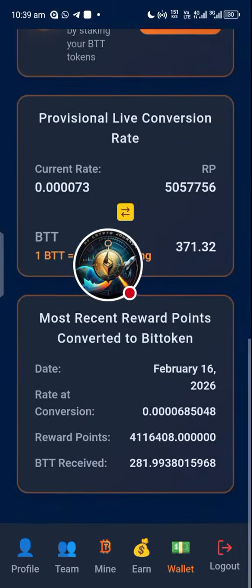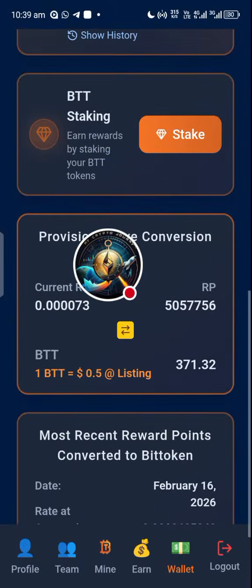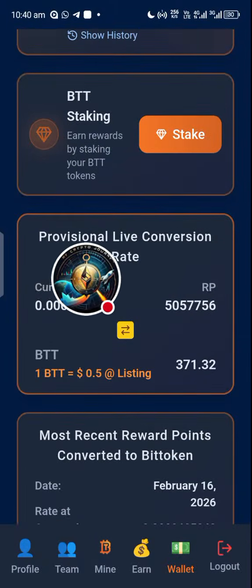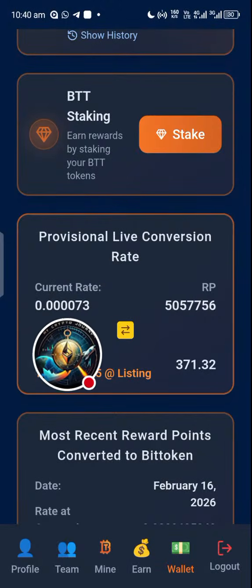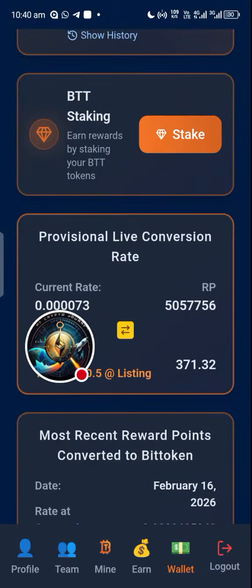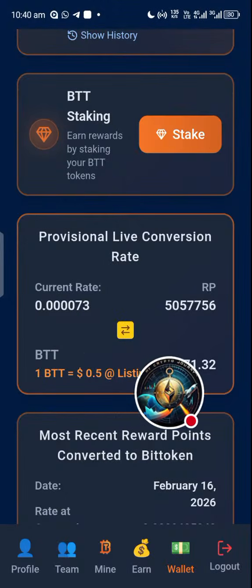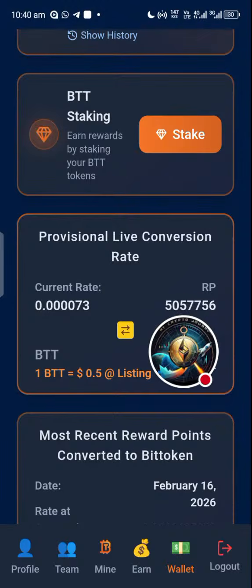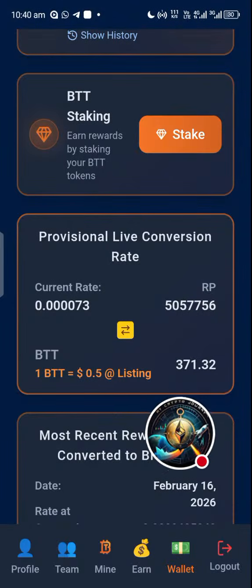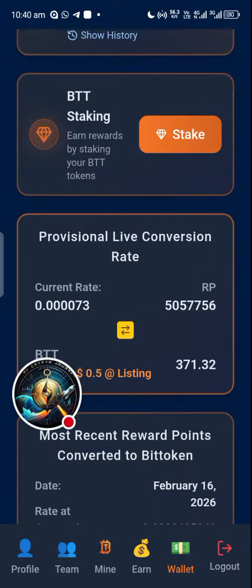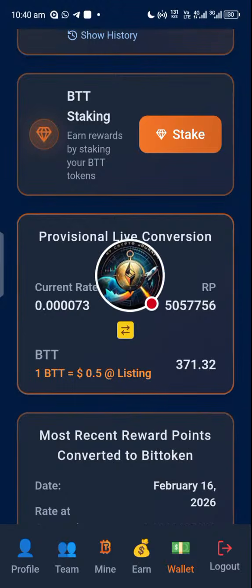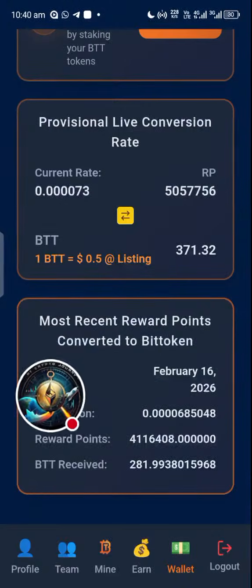Now you just scroll down on your wallet section. You can see the provisional live conversion rates. All right. Current rate is 0.007 whatsoever. You can see, so 5 million RP, which is reward point, will give me 371 BTT. All right. So this was a conversion that was done today.